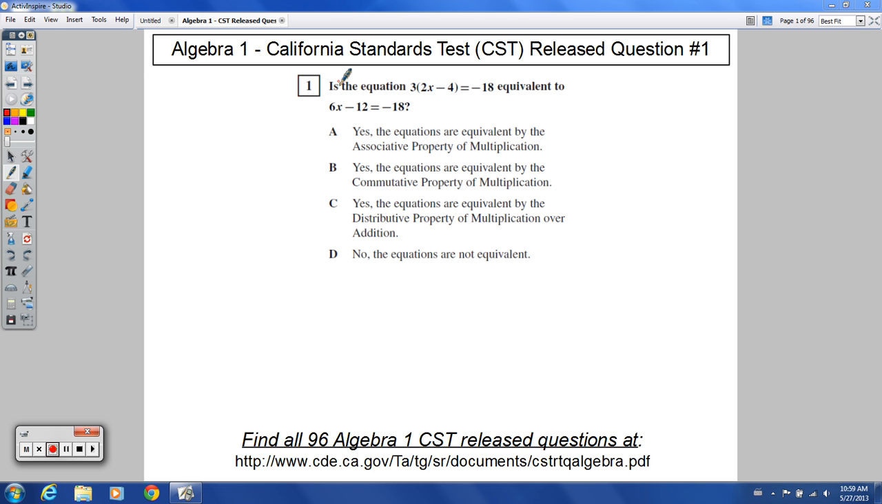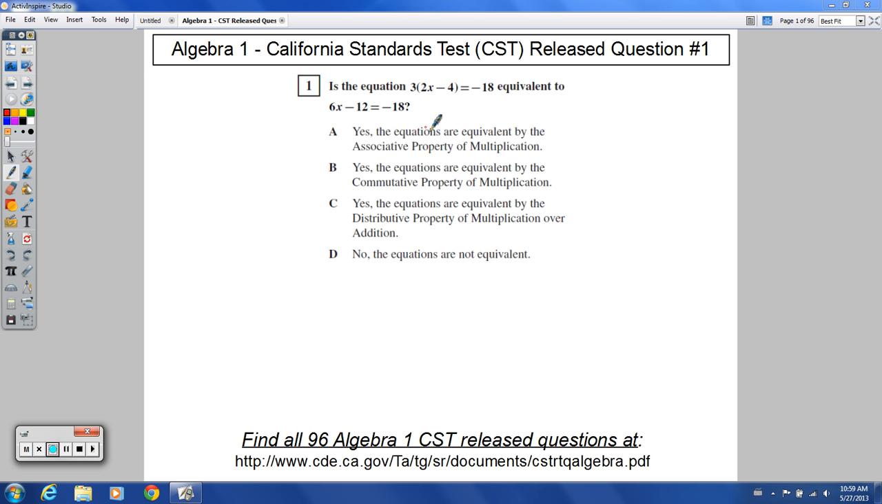Here's what it says. Is the equation 3 times the quantity 2x minus 4 equal to negative 18 equivalent to 6x minus 12 equals negative 18? And so we've got our 4 choices here. Let's go through these 4 choices and see if we can figure out which one it is.